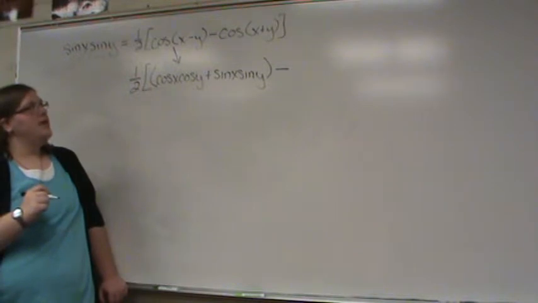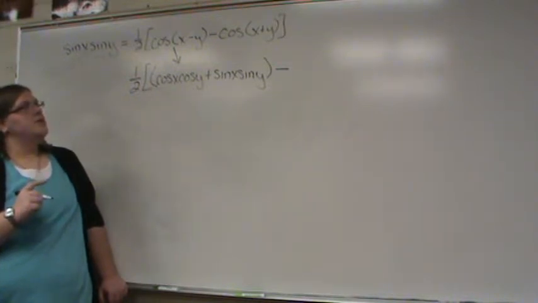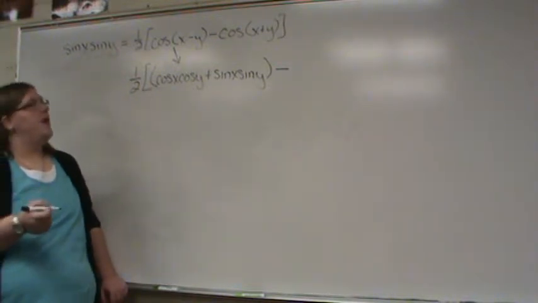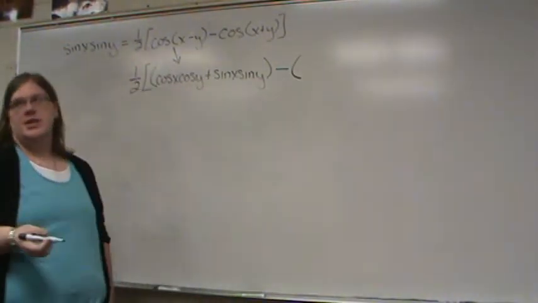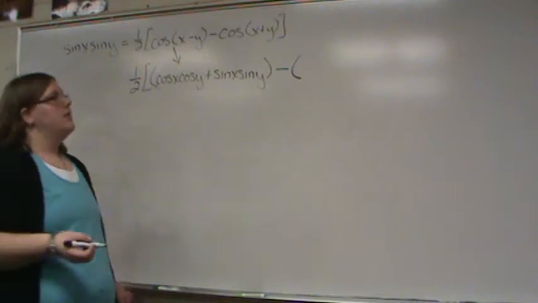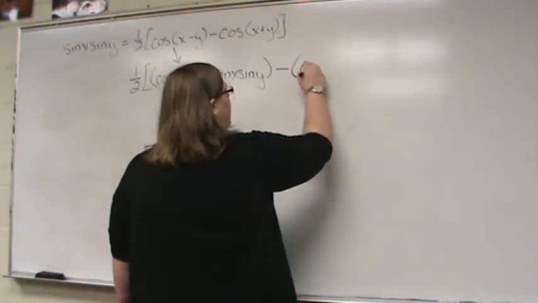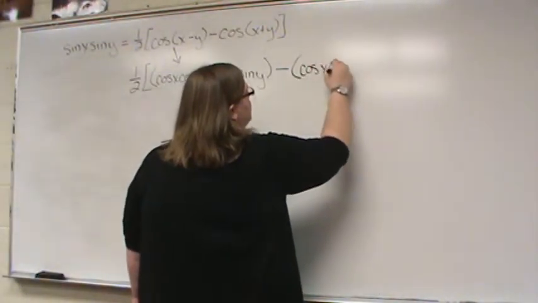So then we're subtracting cosine x plus y. So we have to expand the cosine of x plus y. That's our cosine addition identity. Same thing, just with a minus.